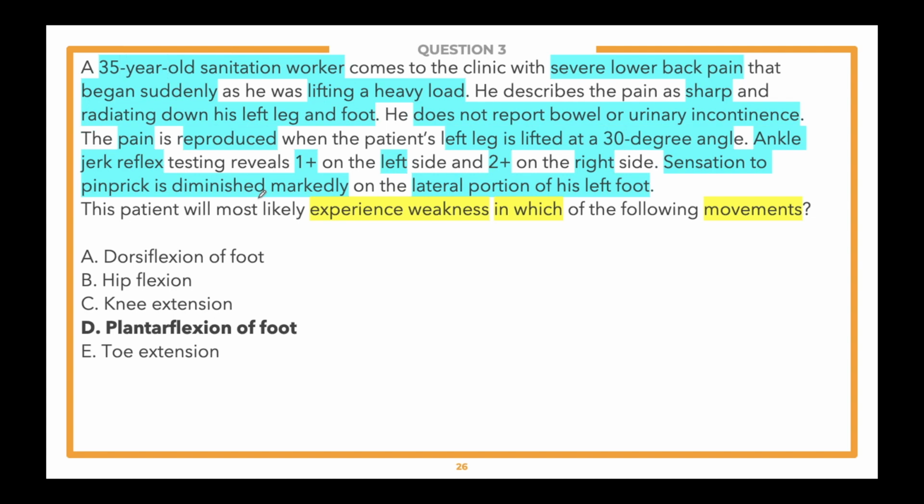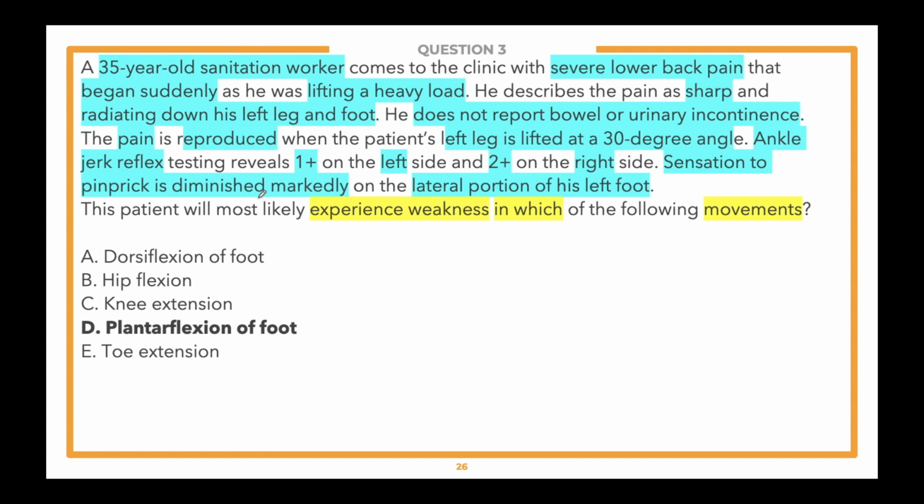And so what happens is, this is a little bit more specific for a herniated disc, but also for a disc herniation, specifically at the L4, L5, or L5S1 levels. So now we can hone in on that we think this is a herniated disc. Now let's try to figure out maybe at what level.